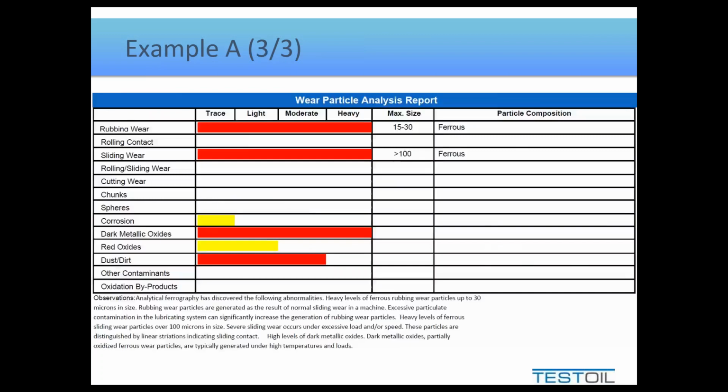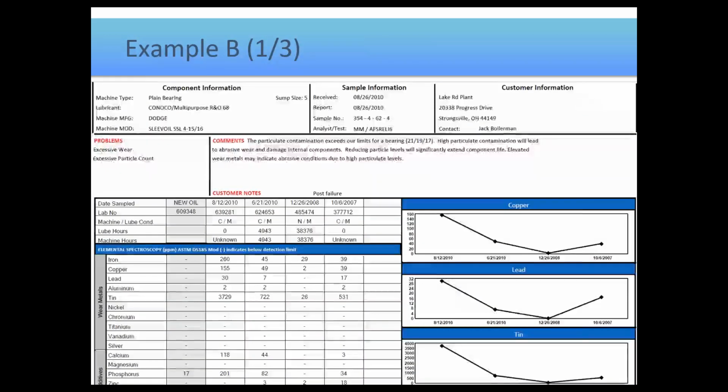So let me give you another quick example here. Now in this one, I did remove all of the alarms from the lab. So there is no color on this report, purposely, so that we focus on reading the whole report. So again, starting at the top, we see it's a plain bearing. It's got a 5-gallon sump, uses an RNO 68 fluid.